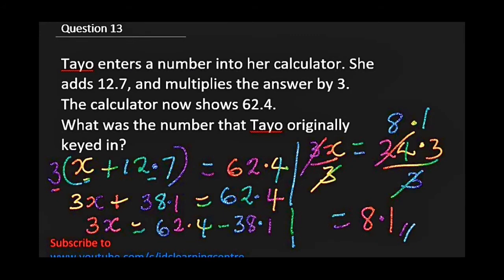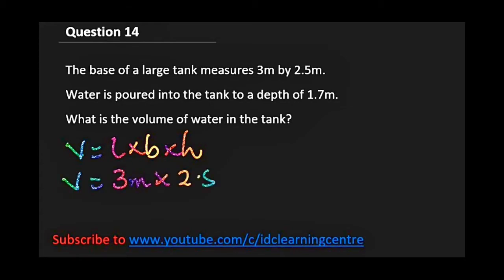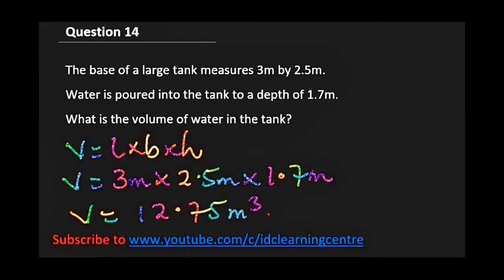Question 14. The base of a large tank measures 3 meters by 2.5 meters. Water is poured into the tank to a depth of 1.7 meters. What is the volume of water in the tank? The formula for calculating volume is length times breadth times height. So volume will be 3 meters times 2.5 meters times 1.7 meters. Multiplied through, that gives you 12.75 meter cube.